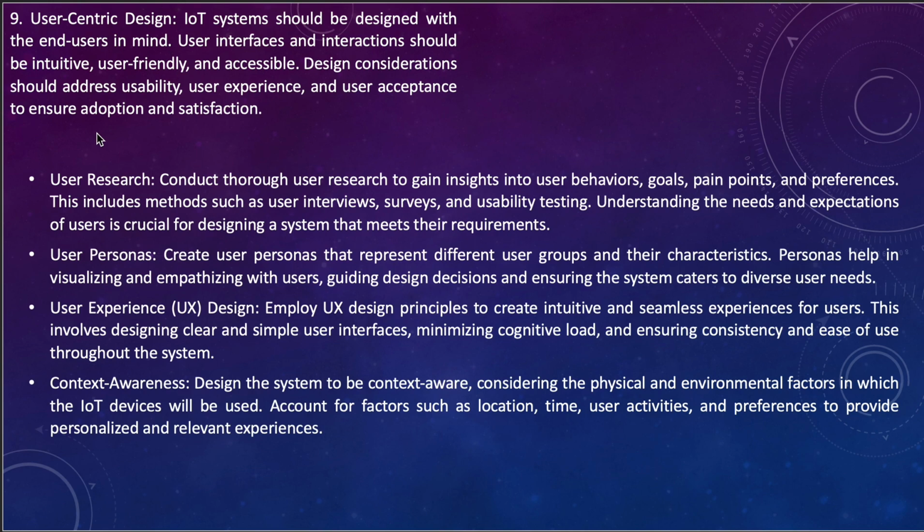On top of it, we are talking about hardware devices, right? Some of the hardware devices may have actuators which move around, right? So user safety is something also that needs to be considered. So user research: conduct thorough user research to gain insight into user behavior, goals, pain points and preferences. This includes methods such as interviews, surveys and usability testing. Understanding the needs and expectations of users is crucial for designing a system that meets their requirements.